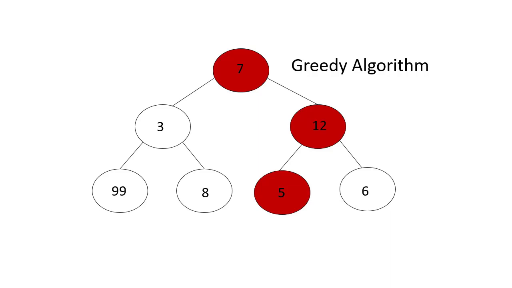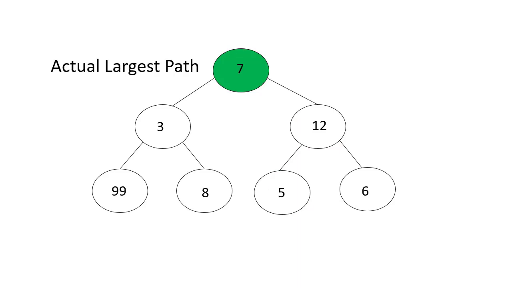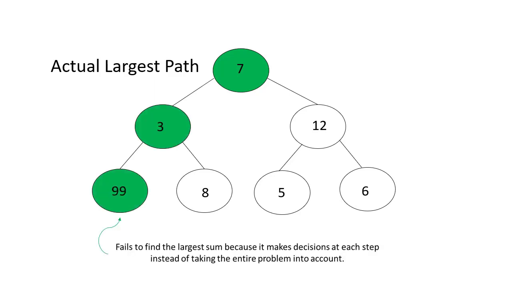The greedy algorithm fails in this case to find the largest sum because it makes decisions based on only the information at one step, without regard to the overall problem. With the goal of reaching the largest sum at each step, the greedy algorithm will choose what appears to be the optimal immediate choice. So it chooses 12 instead of 3 at the second step. And that's not the best solution to our problem, if we're trying to reach 99.